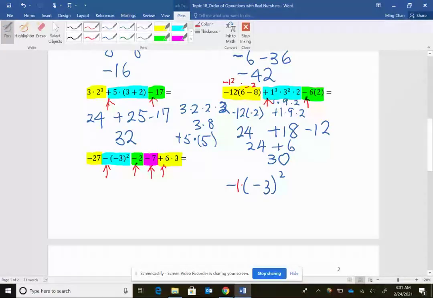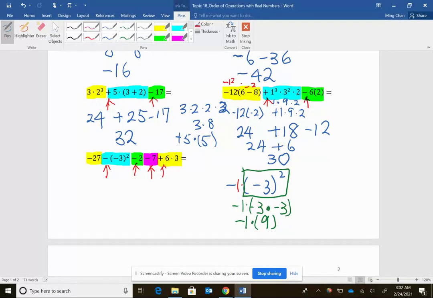So if you do exponent first, that means this part needs to be done first. So this is the entire negative 3 being squared. That's the equivalent of saying negative 3 times negative 3, which will give me positive 9. But this positive 9 needs to be multiplied by that negative 1 up front. So the answer is actually negative 9 coming out of the second term.